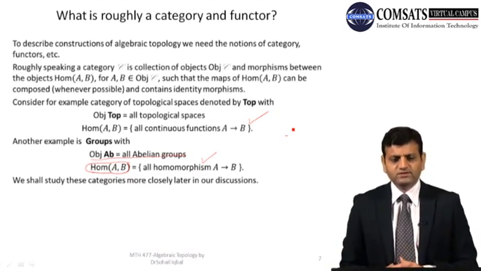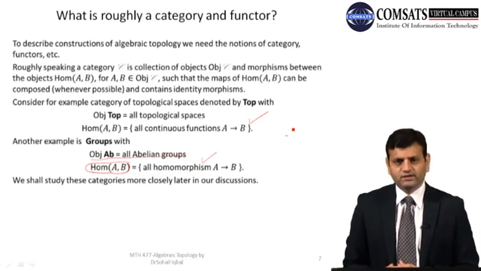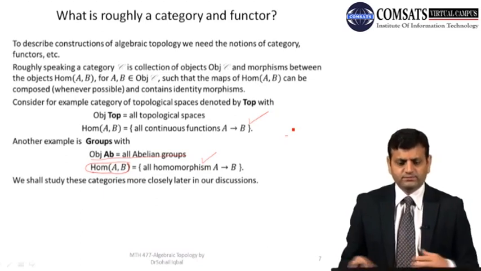So once again, this is a rough definition of a category. The precise definition is coming in a few slides, but roughly speaking it's a collection of three components. I should have objects, I should have morphisms, and I should have a rule for how to define composition.